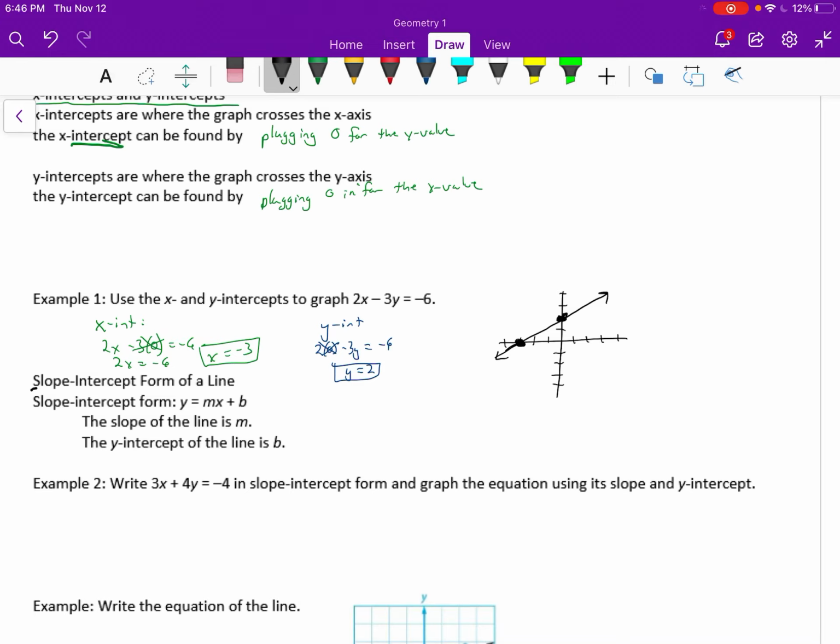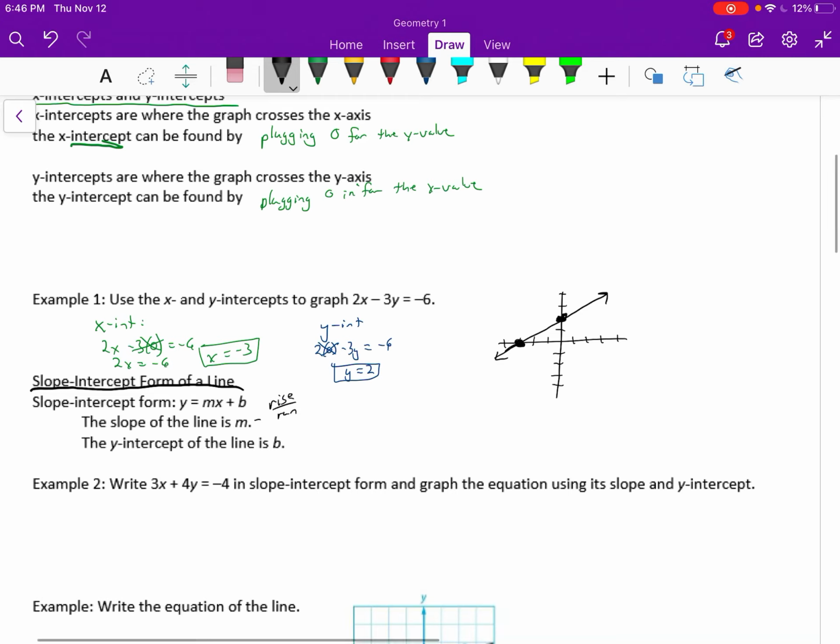All right, next section. Slope-intercept form of a line is y equals mx plus b, where m represents the slope, and we know slope is rise over run. Talked about that last class. Or we also learned that it's y sub 1 minus y sub 2 over x sub 1 minus x sub 2. And then b is the y-intercept, where it crosses the y-axis.